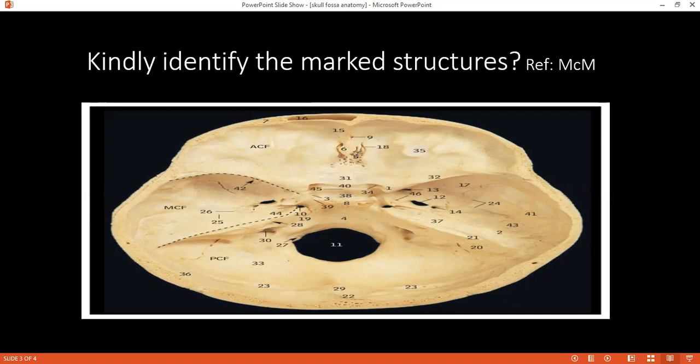Can you please tell me the attachments on the styloid process? It cannot be seen here, ma'am, but the styloid process gives attachment to the stylohyoid muscle and the stylohyoid ligament, the styloglossus muscle, and the stylopharyngeus.